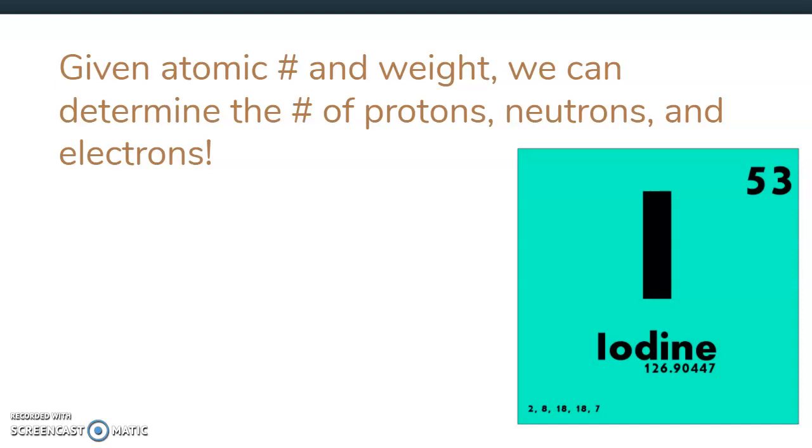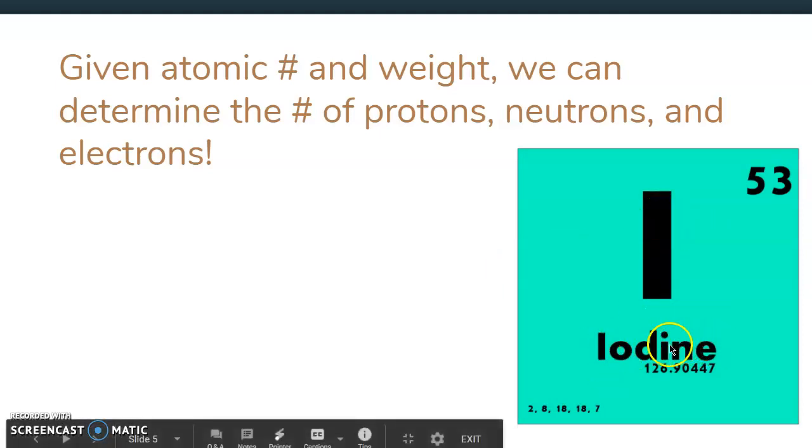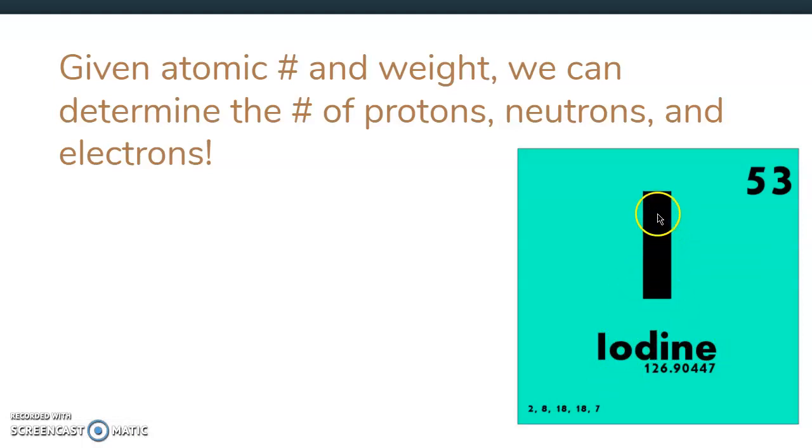So let's go through some examples. I think that's the best way to learn this information, is to show a lot of different examples. So let's first start by teaching you how to read what this says. So we have iodine is our element. Our abbreviation is just a simple I.